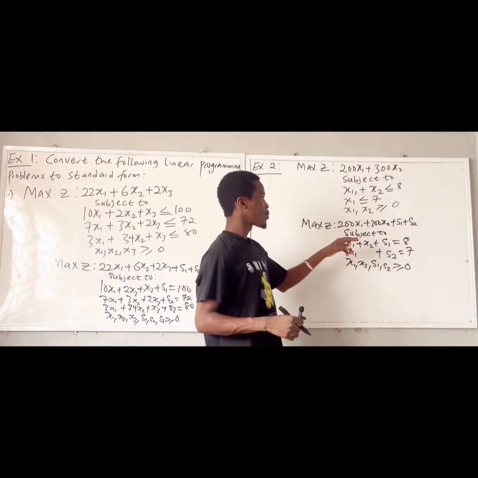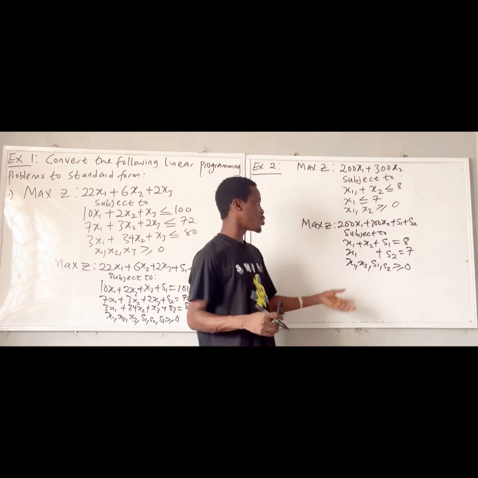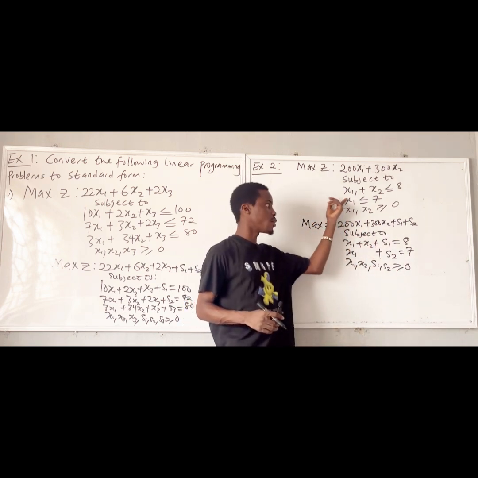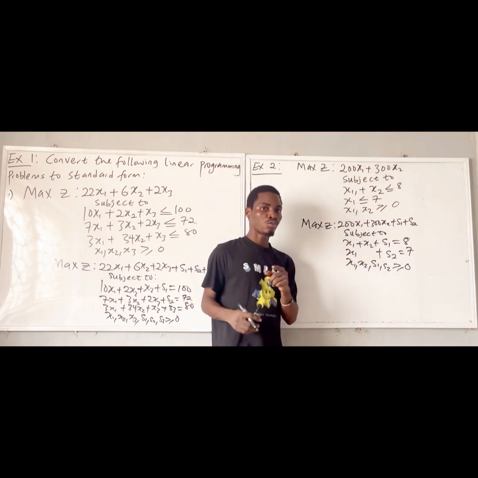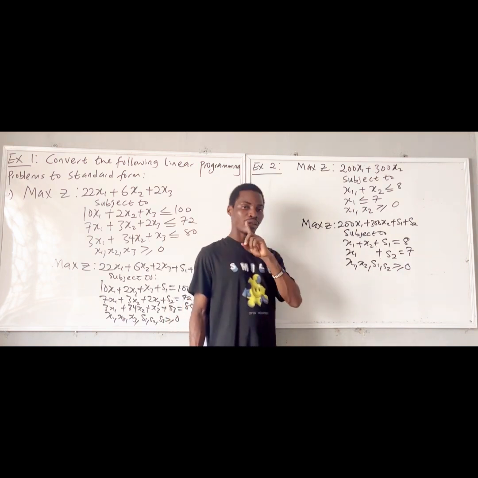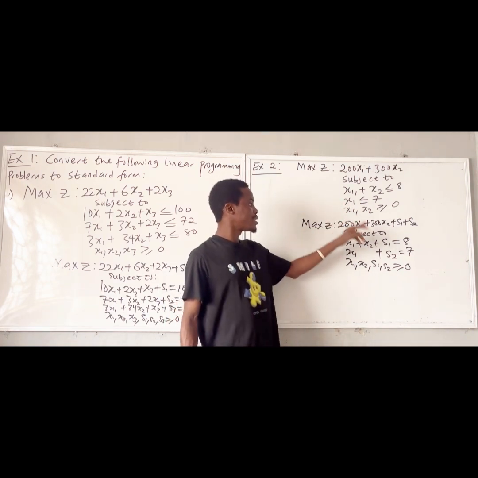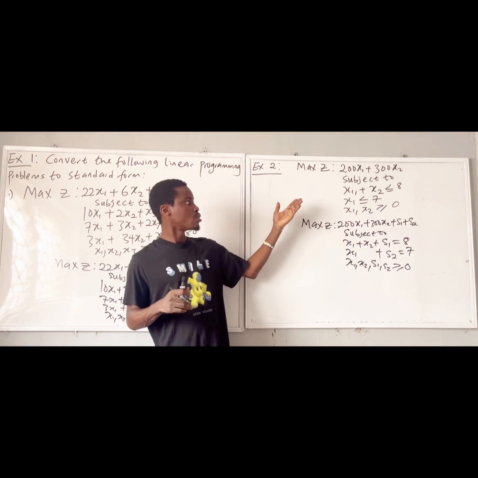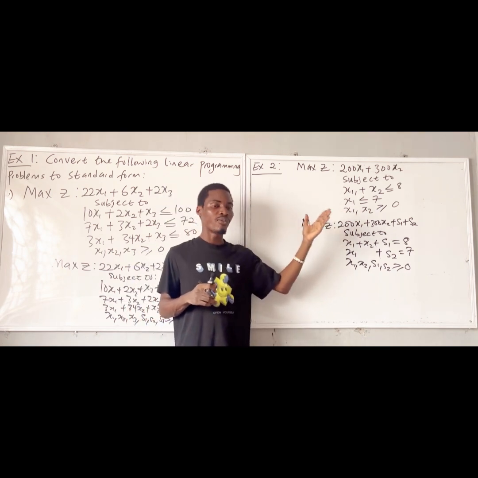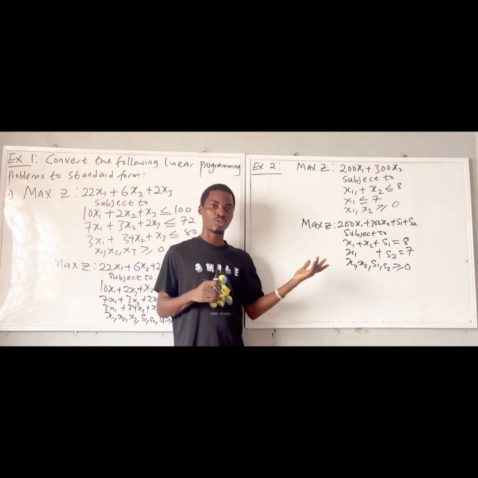So since we are done, it means we have converted this linear programming problem to standard form. And also, don't forget, whenever we have less than or equal to, we use slack variables. So the linear programming problem above has been solved. That is, we have converted it to standard form.